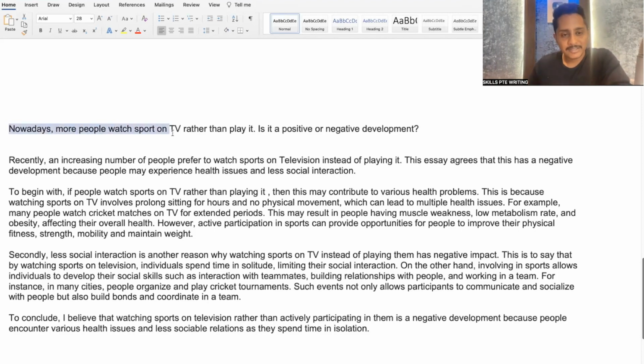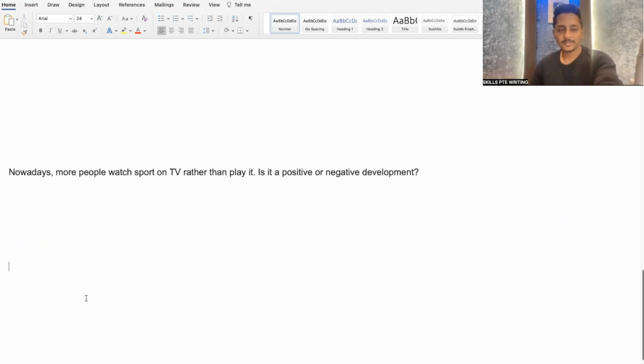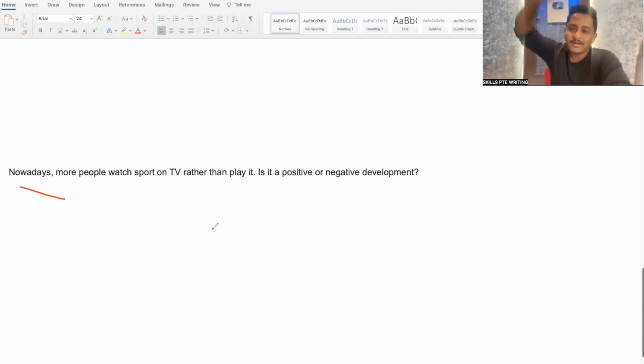So this is the question. Let's read it carefully. Don't read this one. Wait. Just read the question. Take your time. A very simple question. Correct? "Nowadays" means talking in the current scenario, you cannot write the old scenario, right? Marks gone. So this is the subtlety, the fineness involved in task response.